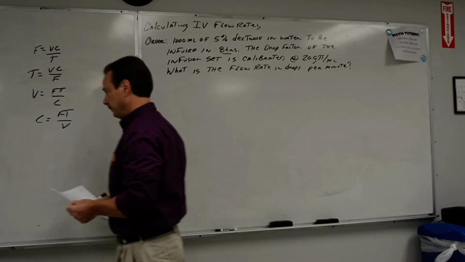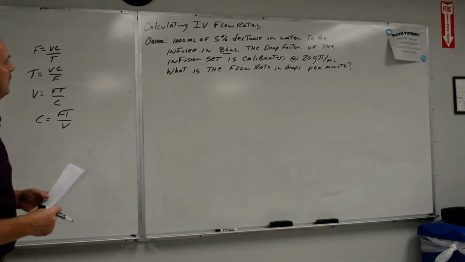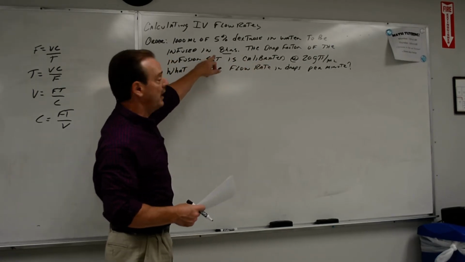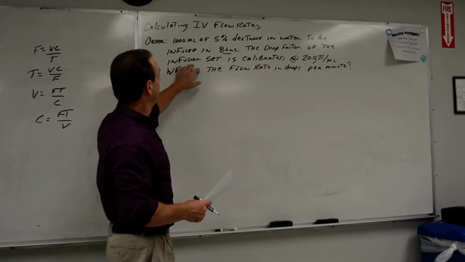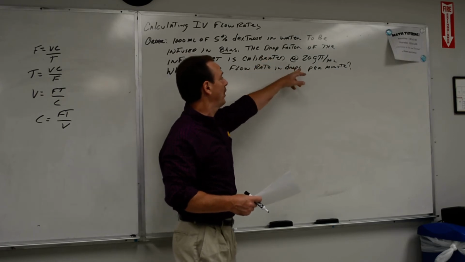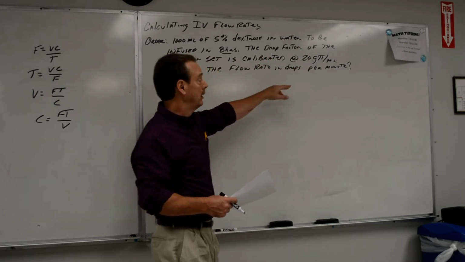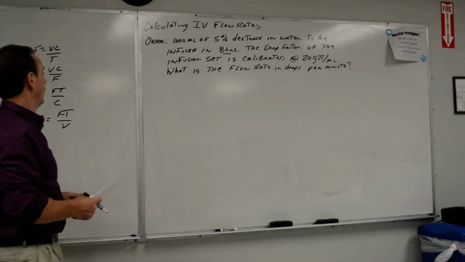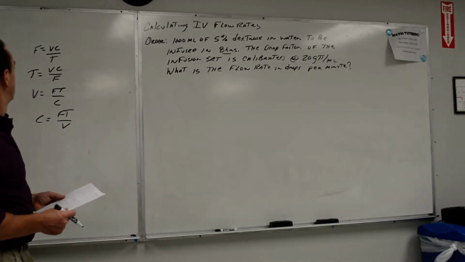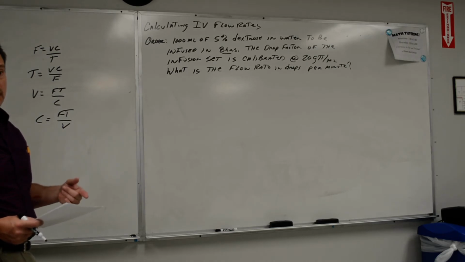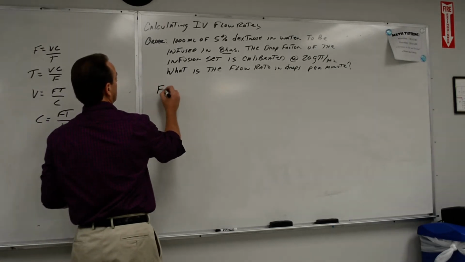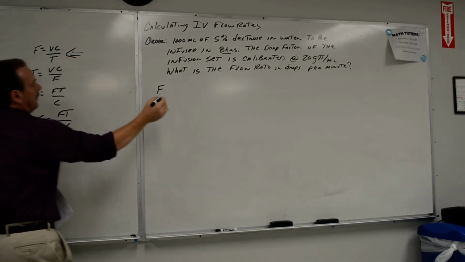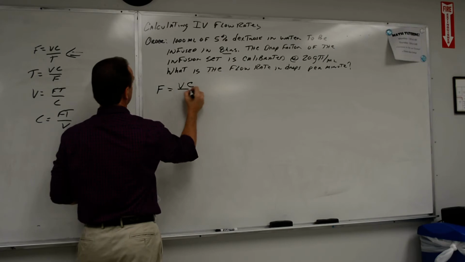In this problem, the order is going to be 1,000 milliliters of 5% dextrose in water to be infused in 8 hours. The drop factor of the infusion set is calibrated at 20 drops per milliliter. And what is the flow rate in drops per minute? So what are we looking for? F, right? So if we're looking for F, it's going to be this equation right here: F equals VC over T.